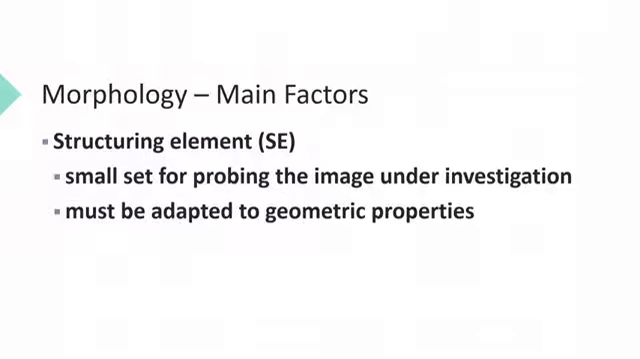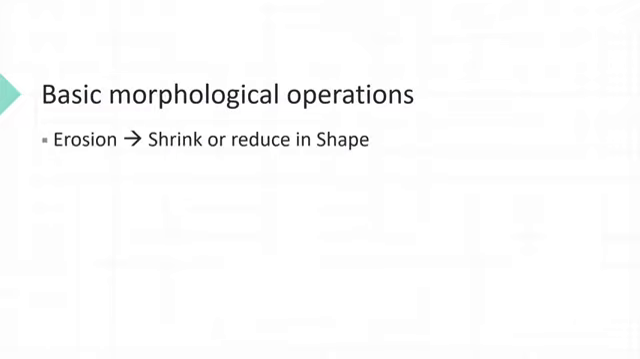We take those geometric properties, and the morphology is mainly adapted to geometric properties. Now let us come to the very interesting aspect of morphological image processing, referred to as morphological operations. The very first one is the erosion operation. Erosion is nothing but a shrink in the entire image. Some of the objects are meant to be shrunk or reduced in shape.